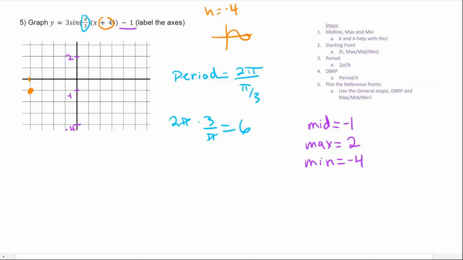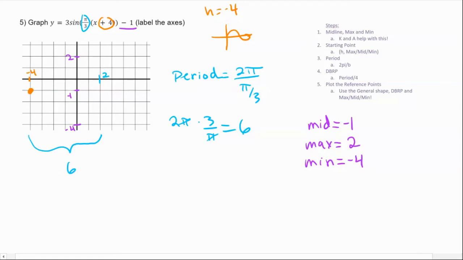Now I'm going to go 6 units to the right. Let me just label this as -4. 6 units to the right, 1, 2, 3, 4, 5, 6. And that is the end of my period because my period is 6 units.